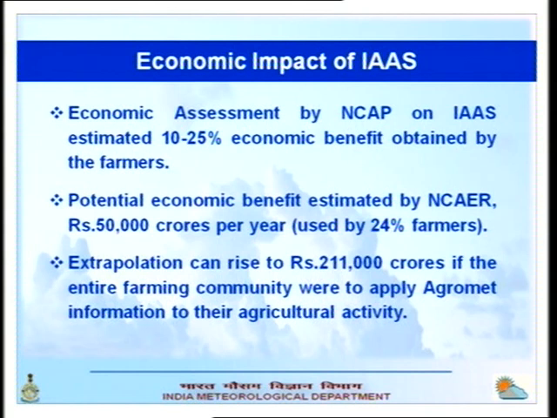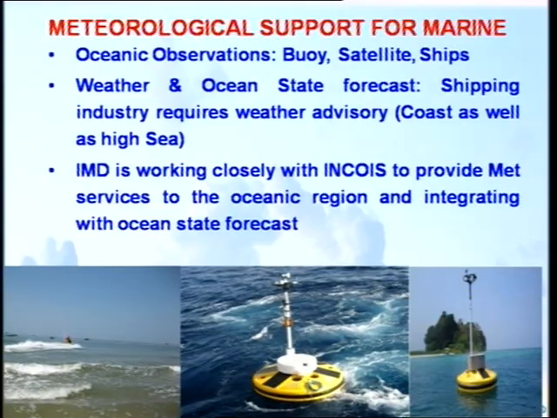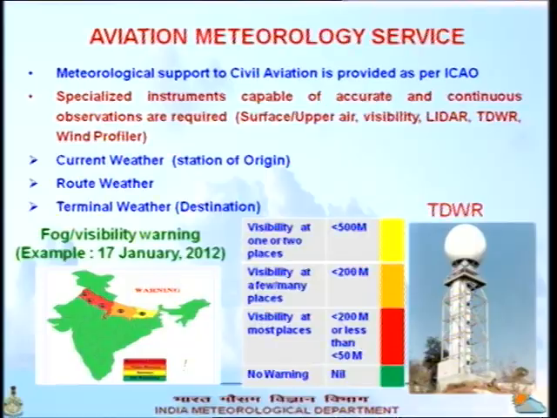And the impact study carried out by the National Center for Applied Policy Research shows that this information is able to give an economic benefit of about saving 10 to 25%, primarily coming through saving the cost of inputs, that is fertilizers, pesticides and irrigation. Then there is support to marine, because for ships which are operating, for fishermen who go to the high seas, they need weather support, and we are providing that.